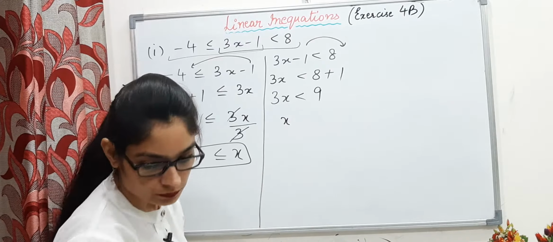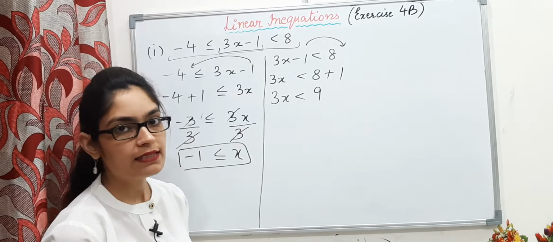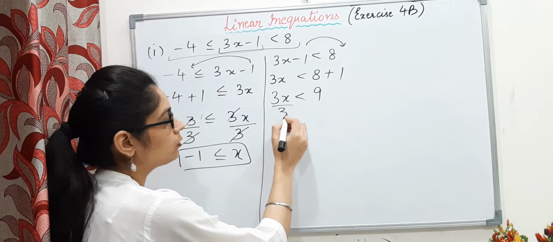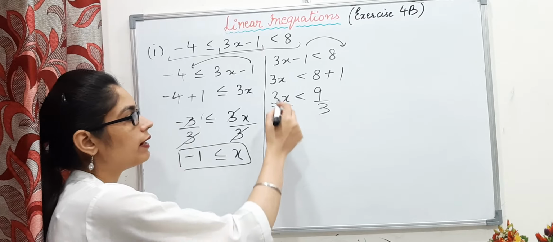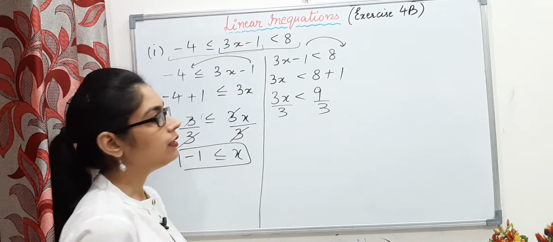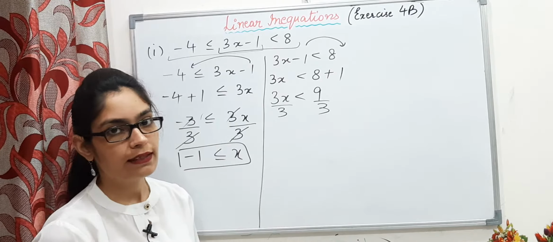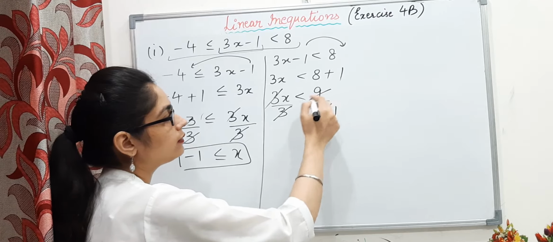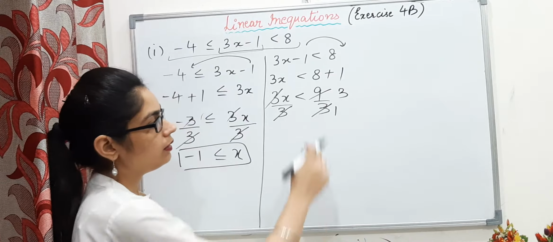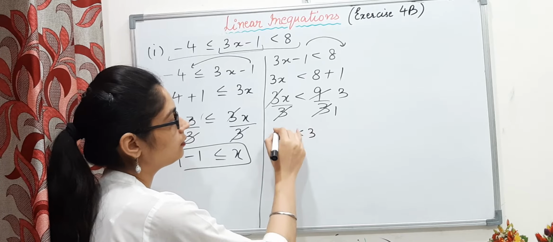X is, so we need x. Here x is getting multiplied by 3. So we can divide both the sides by plus 3, because if we divide this 3 and this 3 will get cancelled and we'll get the value of x. Don't make any change in the sign of inequality. 3 and 3 will get cancelled here. 3 into 1 is 3, 3 into 3 is 9. So x is less than 3.